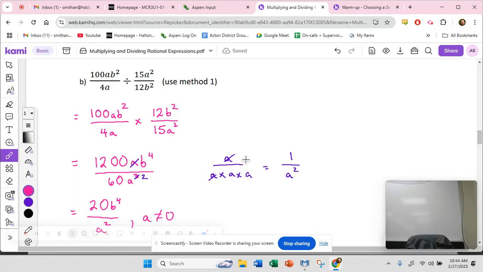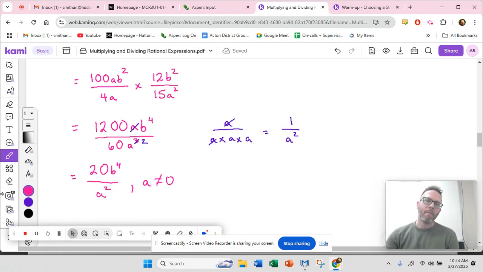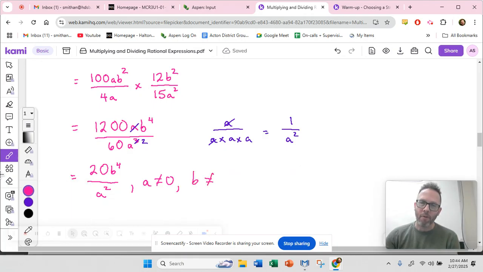What do you think, Forrest? If b is equal to 0, we'd have 15a squared divided by 0. Dividing by 0 is bad. We can't do it. Anywhere you guys see some value of a variable that makes the bottom 0, it's a restriction. We also have a restriction here. B can't be equal to 0.